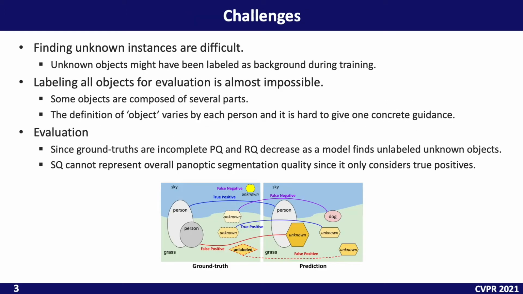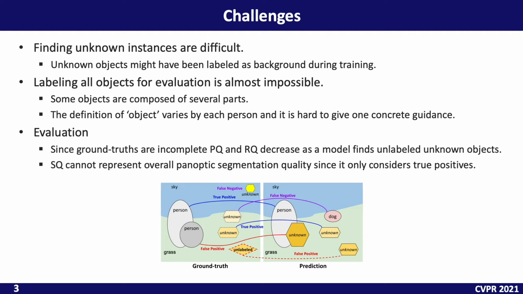There are several challenges in open panoptic segmentation. First, finding unknown instances is difficult, because unknown objects might have been labeled as background or some part of known classes during training. Second, labeling all objects for evaluation is almost impossible. Some objects are composed of their parts, and the definition of an object varies by each person, and it is hard to give one concrete guidance.